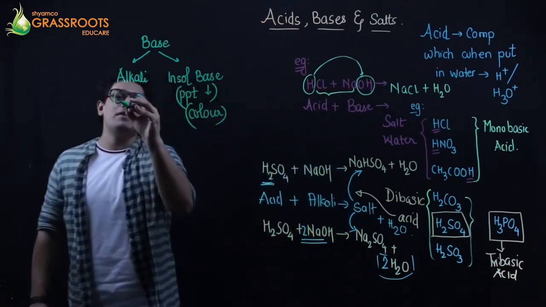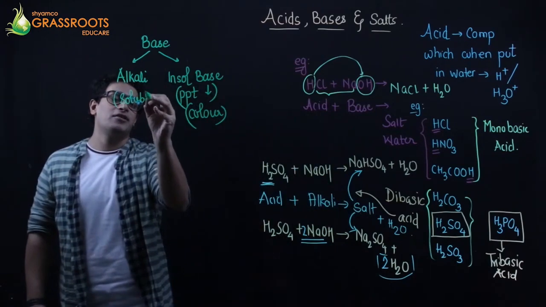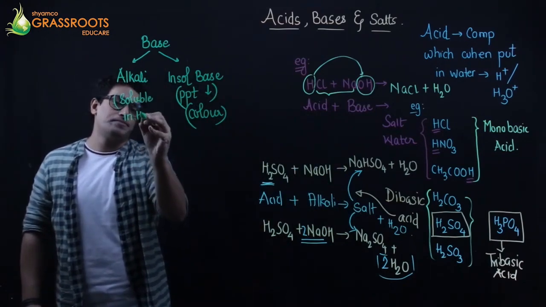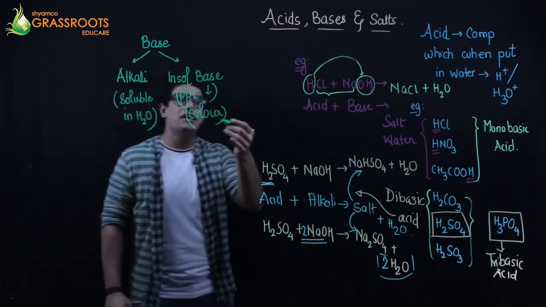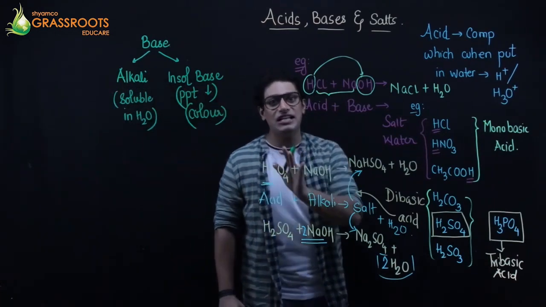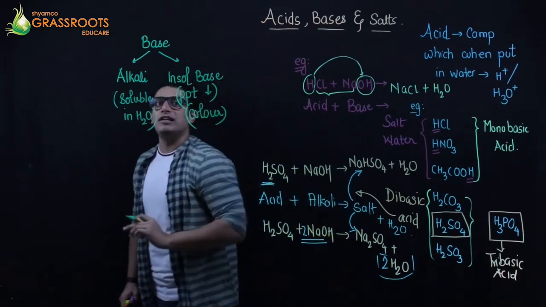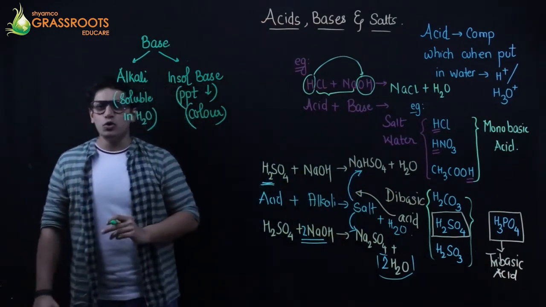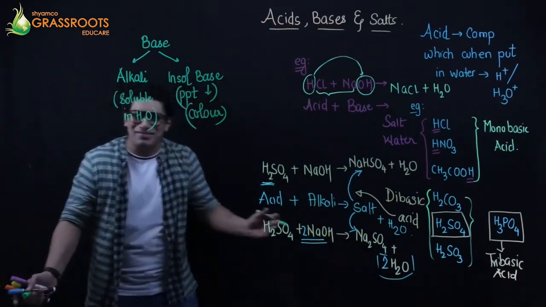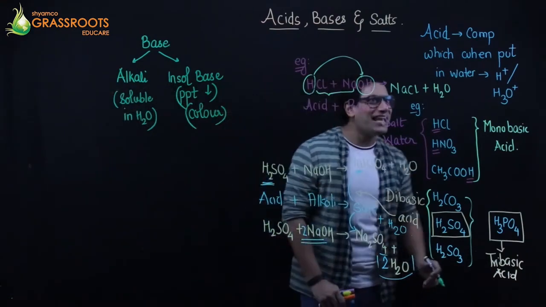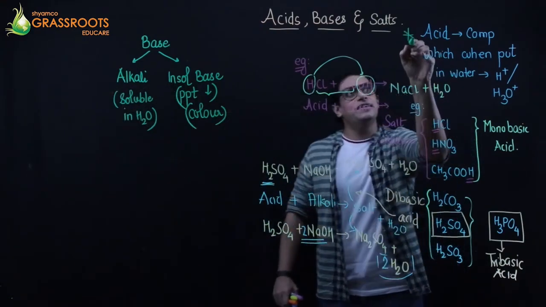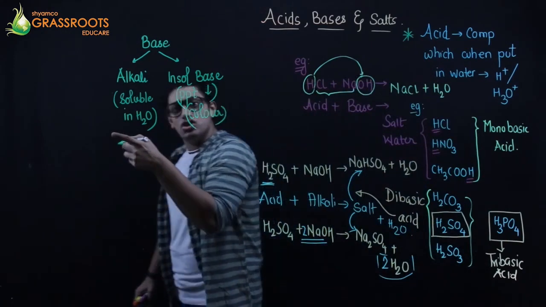Alkalis are soluble bases, which are soluble in water. Soluble in water. When I'm talking about solubility, I'm talking about water by default, not something else. So we have two types of bases. But what is a base? If someone asks me, sir, what is a base? Just like an acid, I'm going to define a base.